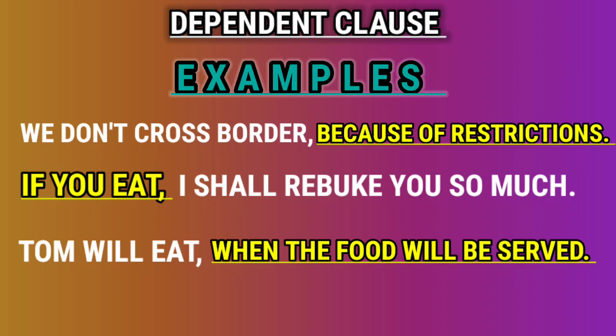So here in these 3 examples, you can see in the first example that I have written we don't cross border because of restriction. Suppose you have removed the first part, we don't cross border. So there is one part which is left, that is because of restriction. But is it making any sense alone? No, it is not making any sense. It is incomplete. It needs the first part to complete its meaning. So it is the example of dependent clause because it cannot stand alone. It needs someone to fulfill its meaning.